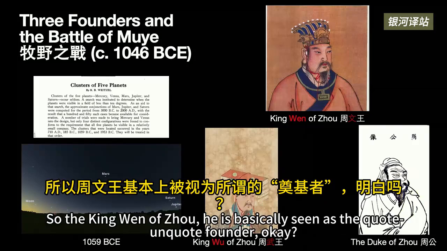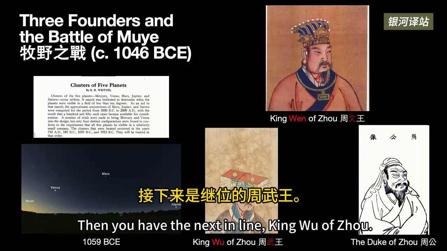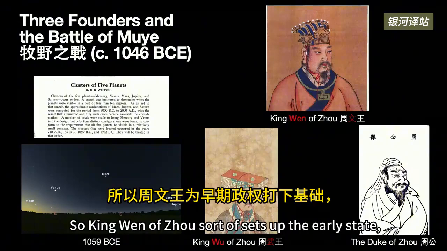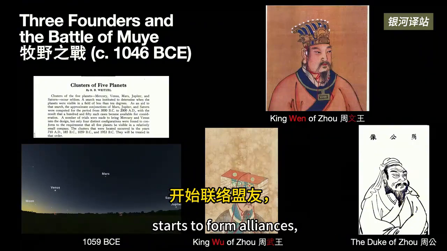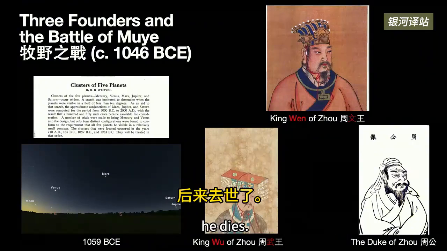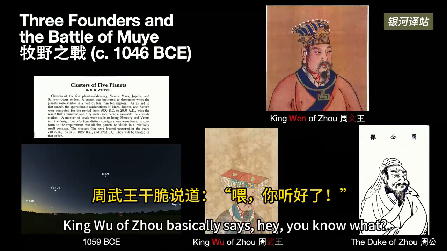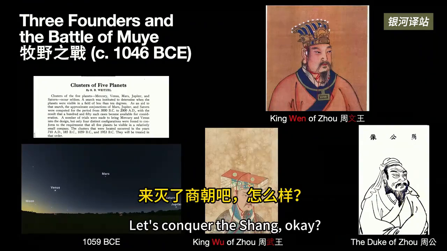So the King Wen of Zhou, he is basically seen as the quote-unquote founder, okay? Then you have the next in line, King Wu of Zhou. So King Wen of Zhou sort of sets up the early state, starts to form alliances, gets people on his team. He dies. King Wu of Zhou basically says, hey, you know what? Let's conquer the Shang, okay?